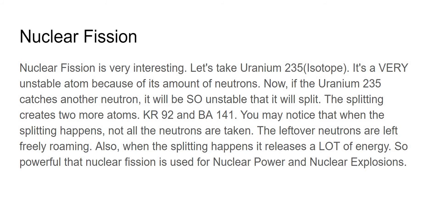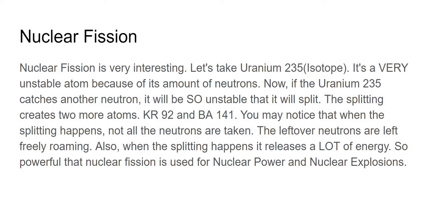Now I'll tell you about nuclear fission. Nuclear fission is very interesting. Let's take uranium-235, which is an isotope of uranium. It's a very unstable atom because of its amount of neutrons. It has so many neutrons that it's very unstable.